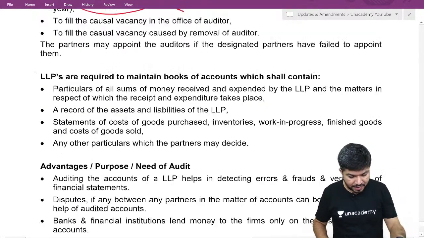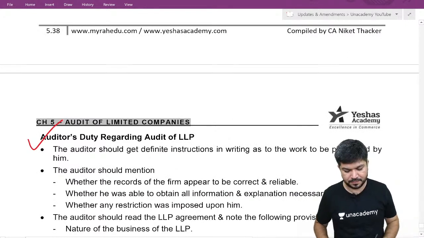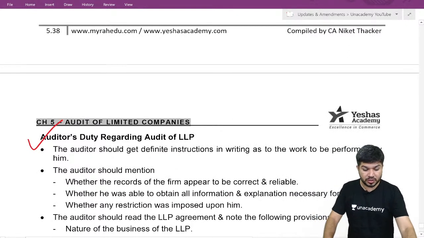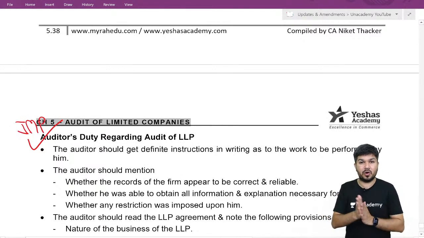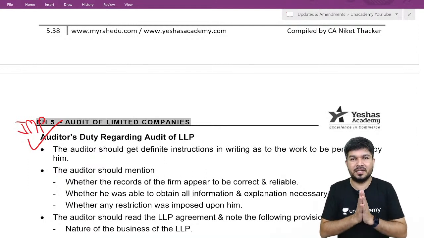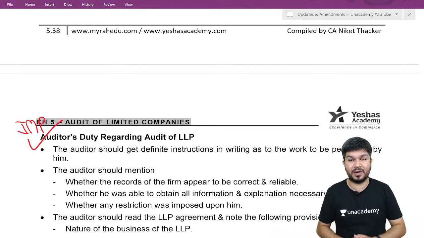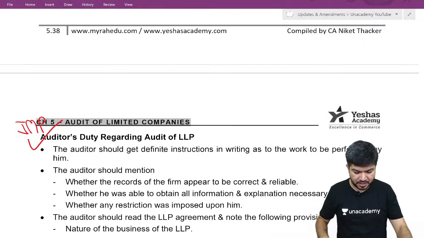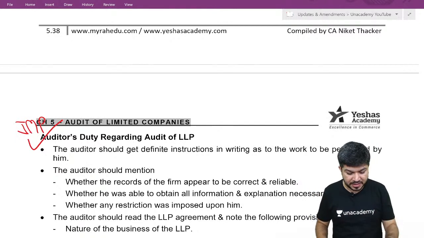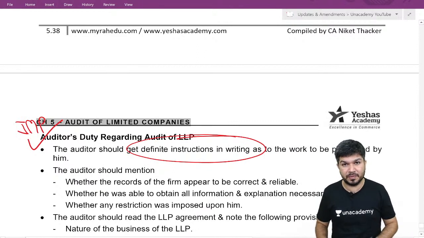Okay, next, advantages is fine. Just go to the auditor's duty. What is your duty when you're doing the audit of an LLP? My duty is, first of all, the LLP Act doesn't tell me what I need to report. I need to get clear-cut instructions on what work they want from me. In the LLP Act things are not clear. That's why you should get a definite instruction in writing on what work needs to be performed.